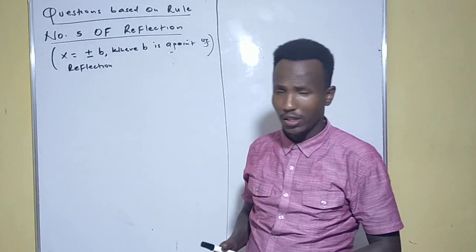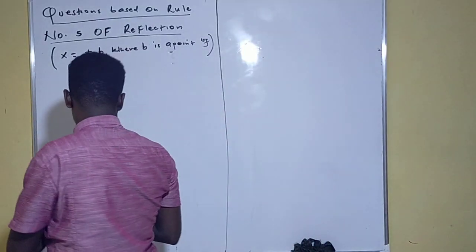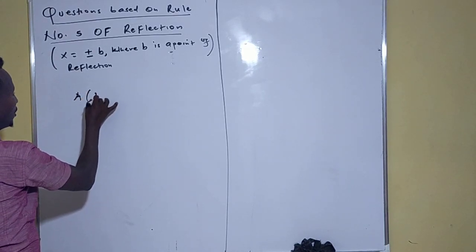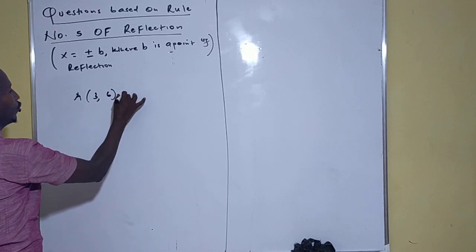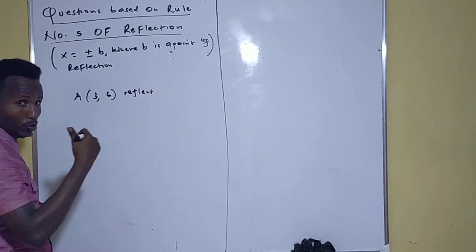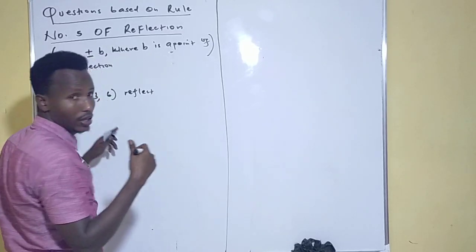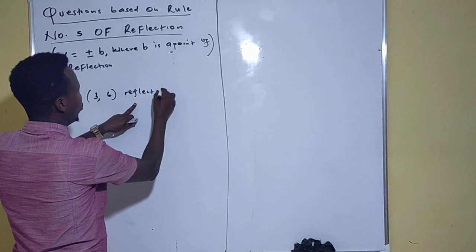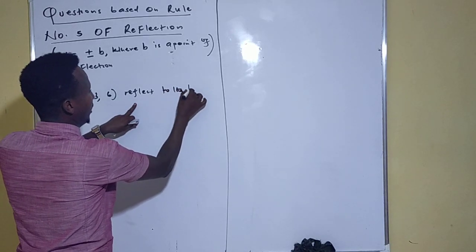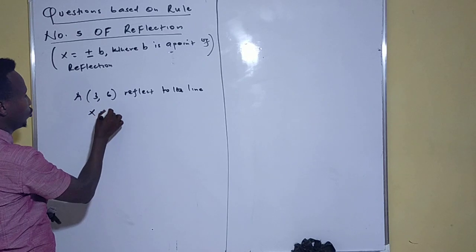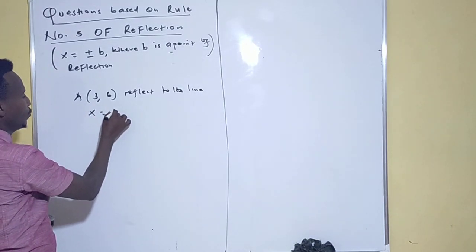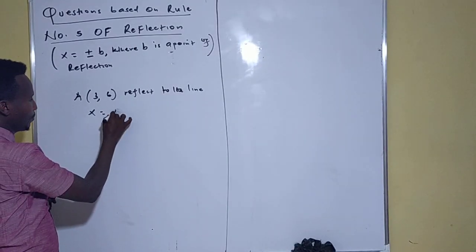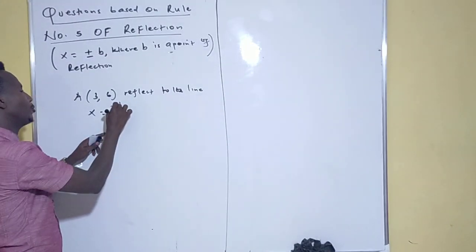Before I go to the examples, let me brief you. Assume you have point A, let's say this is point A, which is (3, 6). You are told to reflect this point using the rule. Remember our rule, when you go back to our rules of reflection. Point A is (3, 6). You are told to reflect onto the line x is equal to, let's say, x is equal to 4. So this is what we normally call b. This is the point of reflection. So you write b on top of that.